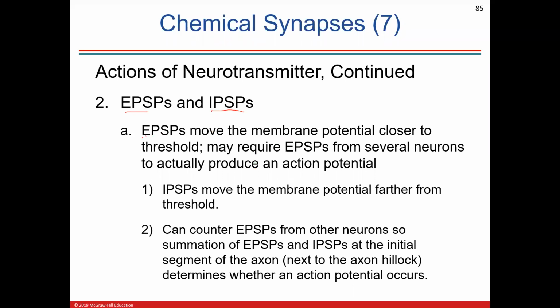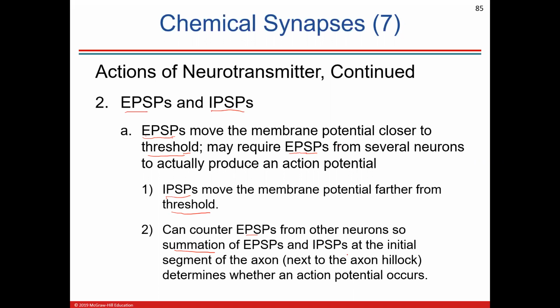So as the dendrites of the postsynaptic neuron are receiving the EPSPs, it's going closer to threshold, but it still could be subthreshold. And there could be many neurons affecting that postsynaptic potential. So the IPSPs are hyperpolarizing, and they're moving the membrane potential away from the threshold, which is minus 55 millivolts in this case. So again, they could work against each other in a way, but they have to be summated.